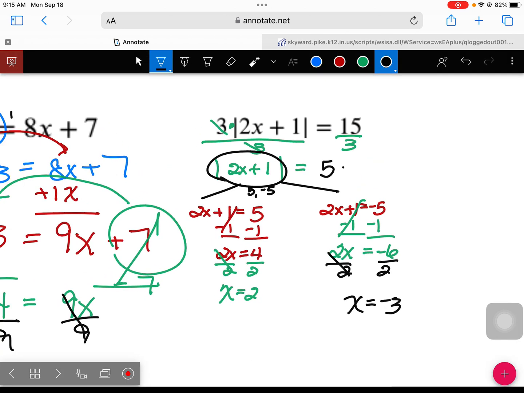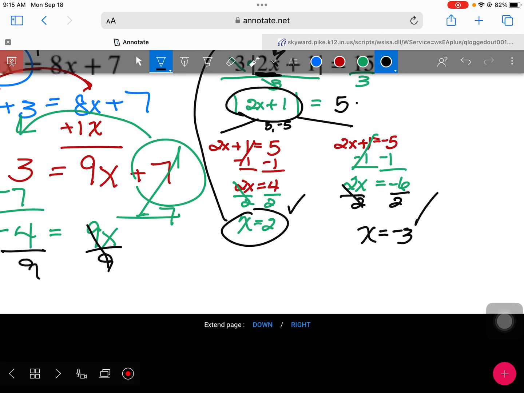Check it. Substitute these in for x. If x is 2, 2 times 2 is 4. 4 plus 1 is 5. 5 times 3 is 15. That one works. Negative 3 times 2 is negative 6, plus 1 is negative 5. The absolute value of negative 5 is 5. 5 times 3 is 15. Your final answer should look like this in braces. Negative 3 and 2.